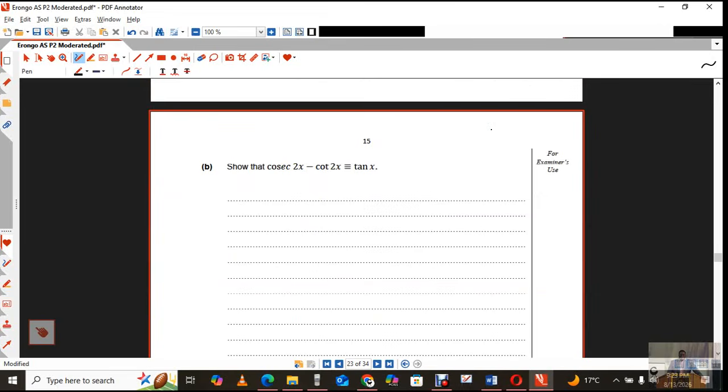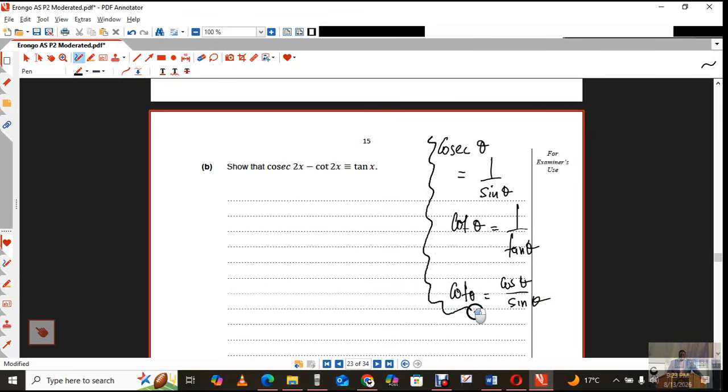Well, it's another question on trigonometry. You should know that cosec of something is the same as 1 over sine of something. Okay? Then cot of something is the same as 1 over tan of something. In fact, cot theta is the same as cos theta over sine theta. Food for thought. We're going to use that most probably.